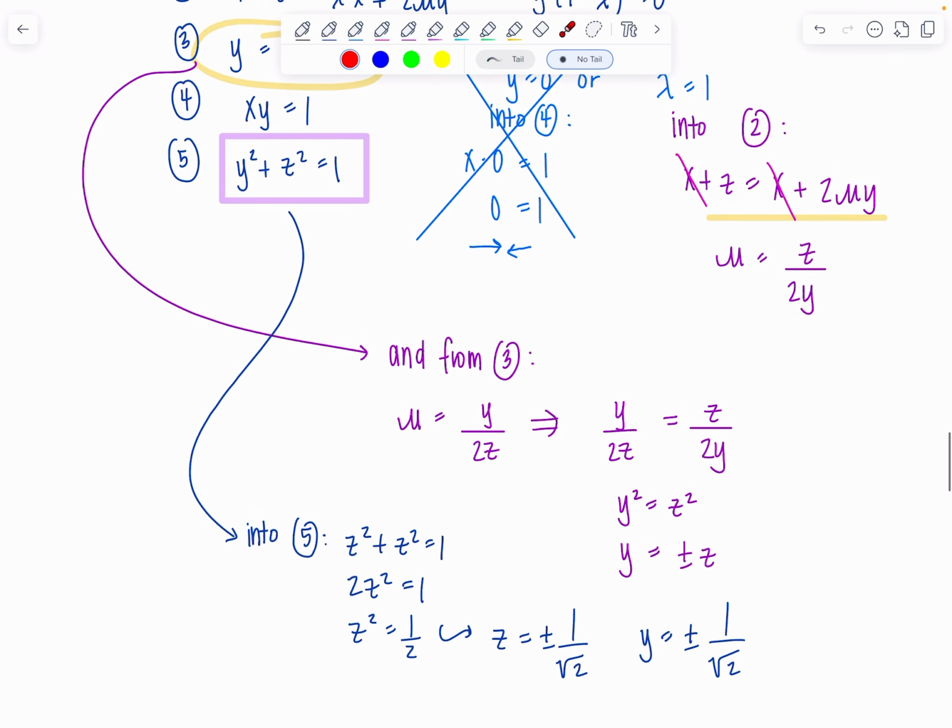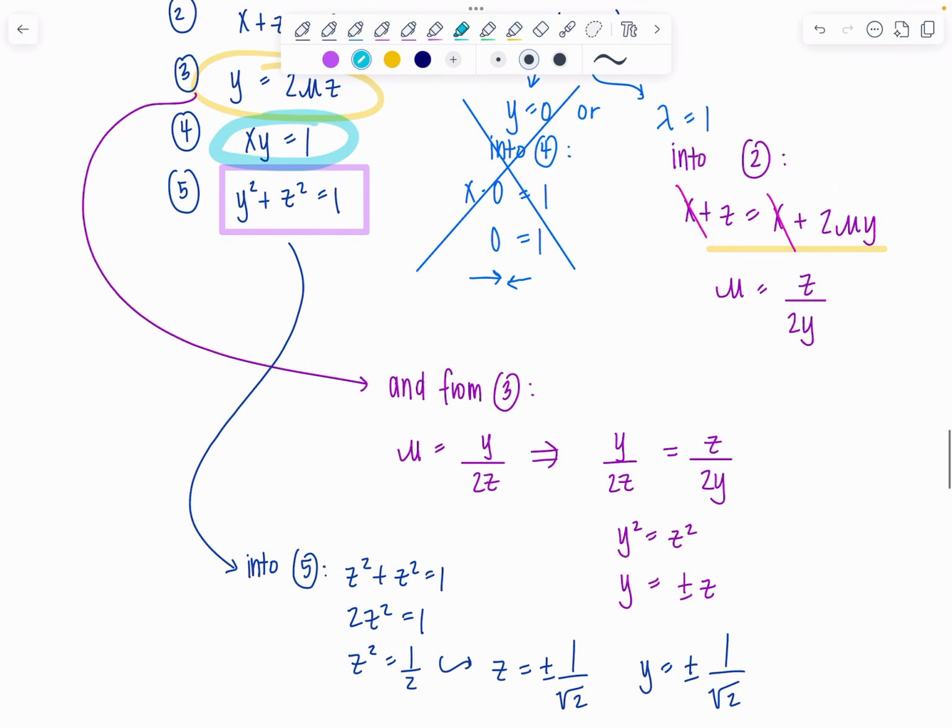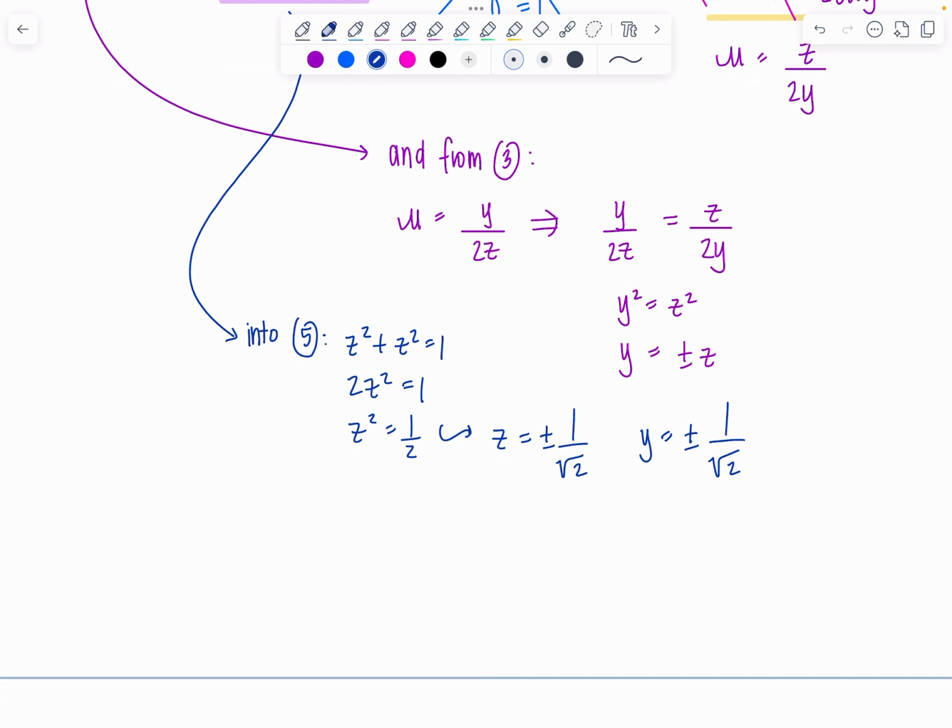Okay, now you see how x times y equals 1 from equation 4? X and y have to have the same sign because their product is positive 1. So if x is negative, y has to be negative. Or if x is positive, y has to be positive for their product to be a positive number. So that means x is going to be plus or minus rad 2. It has to have the same sign as y. But y does not have to have the same sign as z. So we have so many ordered triples.